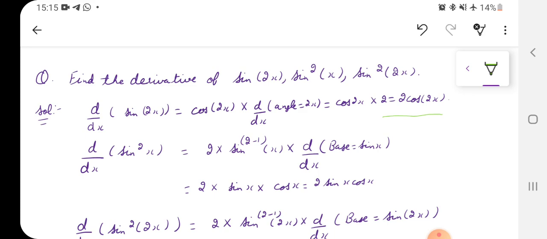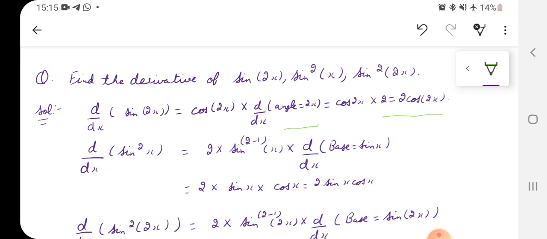See it very carefully, how it is done. For the derivative of sin 2x, sin's derivative will be changed to cos. So sin 2x will be changed to cos 2x into the derivative of the angle. What was our angle? 2x. So the derivative of 2x will be 2, and we will get our derivative 2 cos 2x.